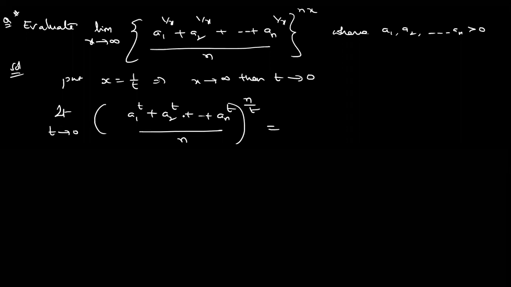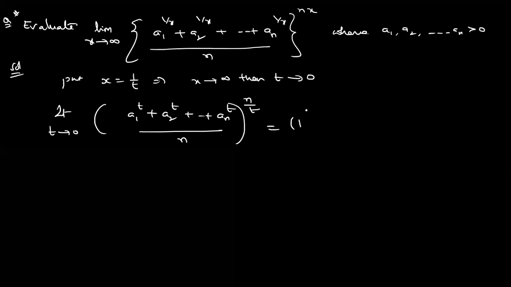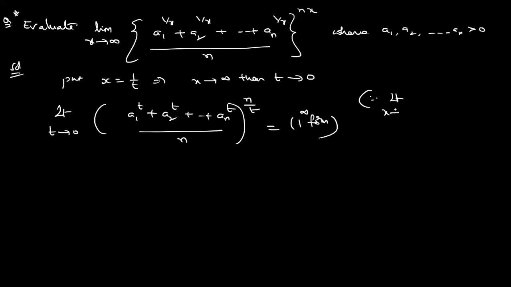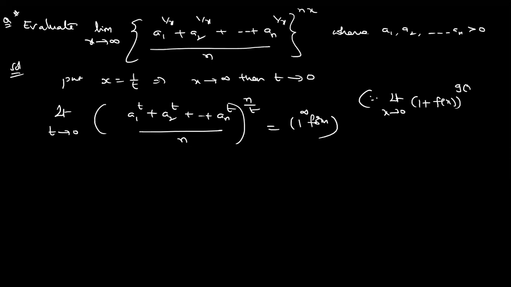Now put t = 0. I'm getting the 1 power infinity form. Is it clear, dear students? What is the reason? See carefully. Once again, writing: limit x tends to 0, (1 + f(x)) whole power g(x), suppose it is the 1 power infinity form. Then directly you can write e power limit x tends to 0 of f(x) into g(x).